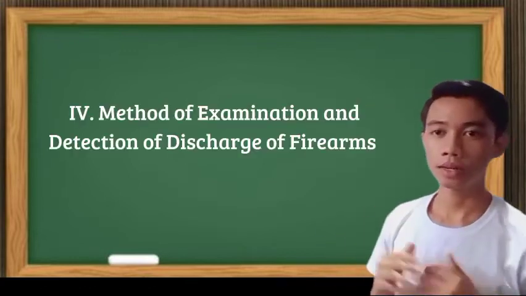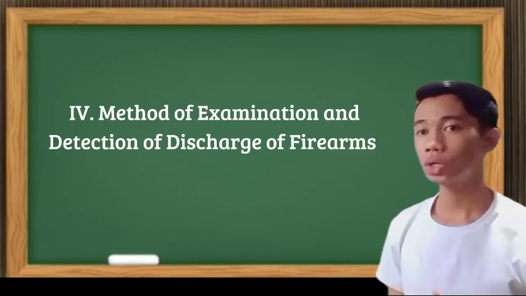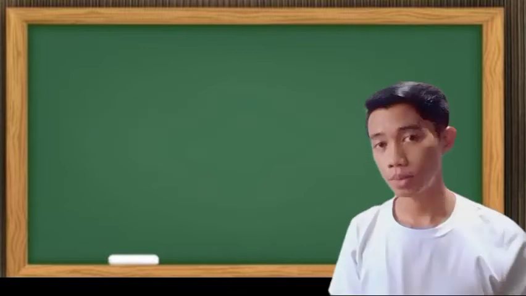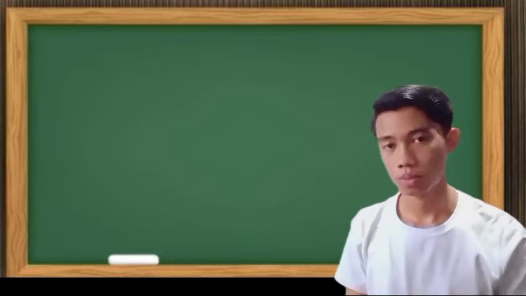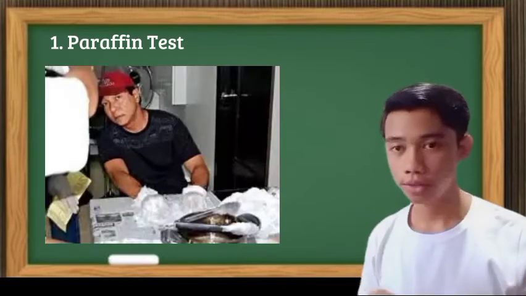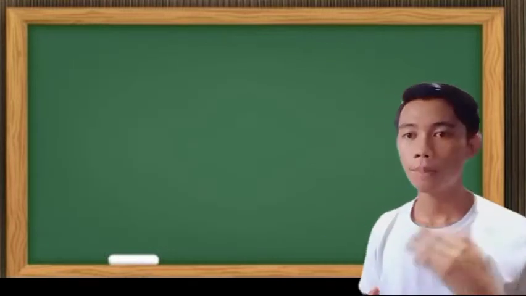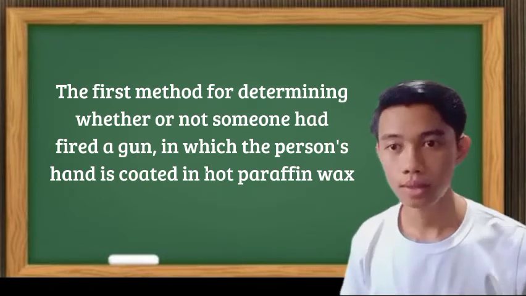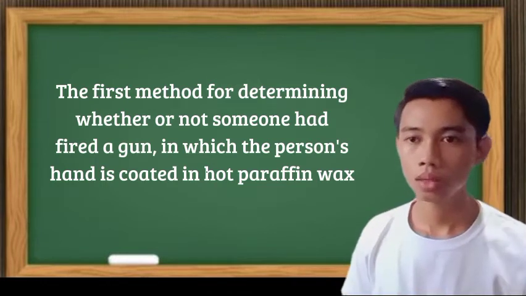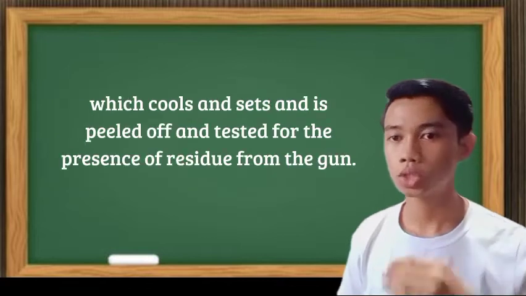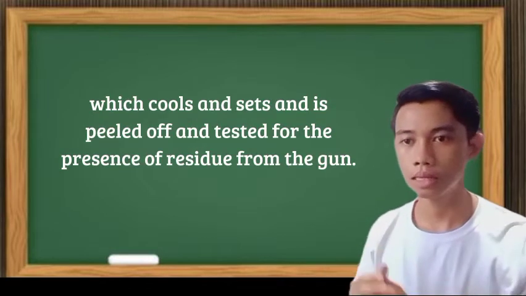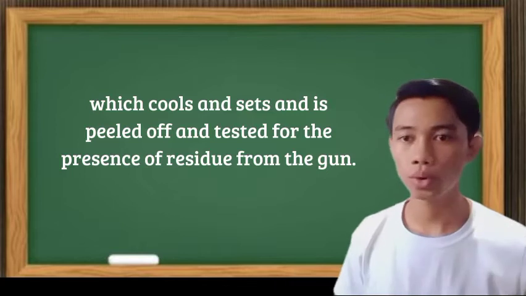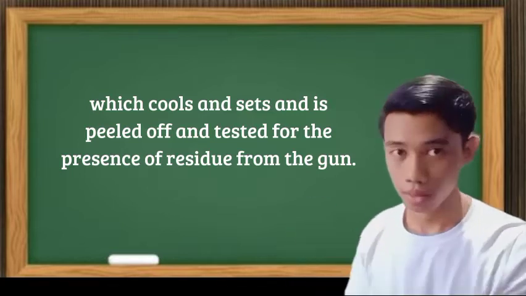Next in line will be the methods of examination and detection of discharged firearms. So it is the GSR method of examination, or the gunshot residue examination. We have here the first method, the paraffin test. As per book definition, the paraffin test is the first method in determining whether or not someone had fired a gun, in which a person's hand is coated in hot paraffin wax. If it eventually cools, it sets the figure and it will be peeled off and then tested for the presence of residue from the gun.